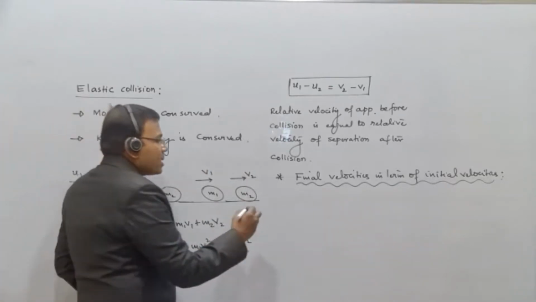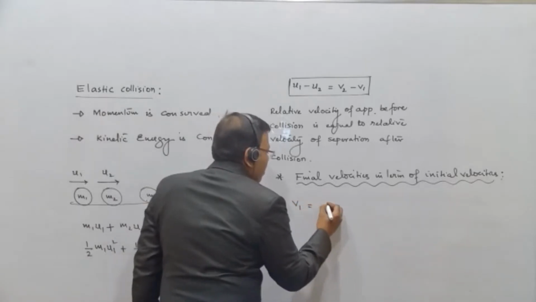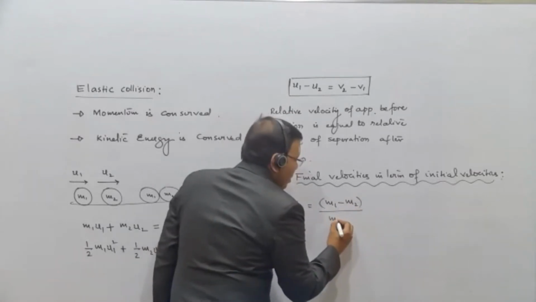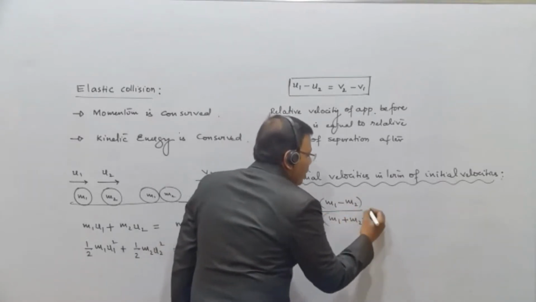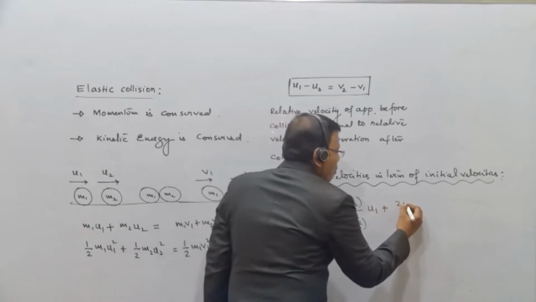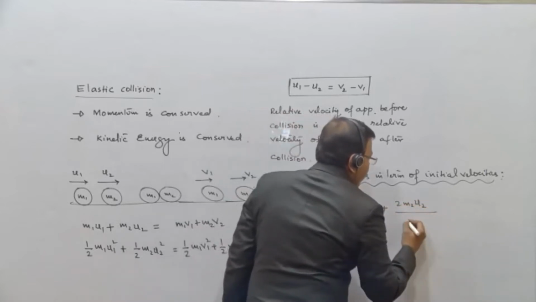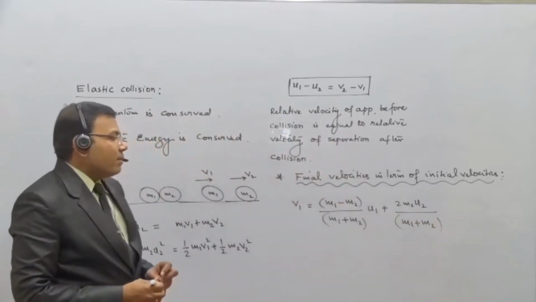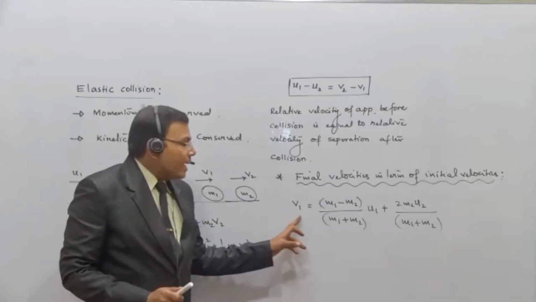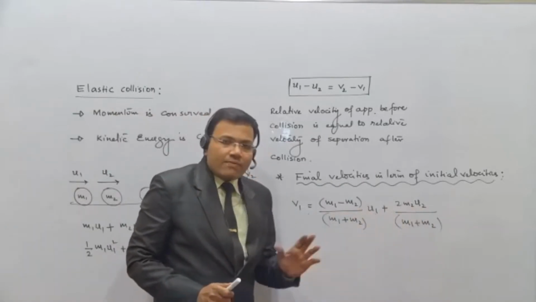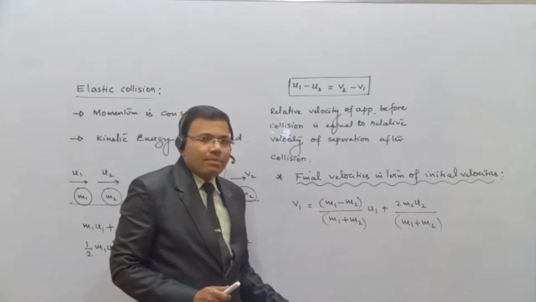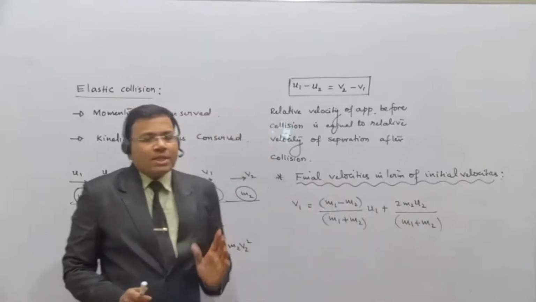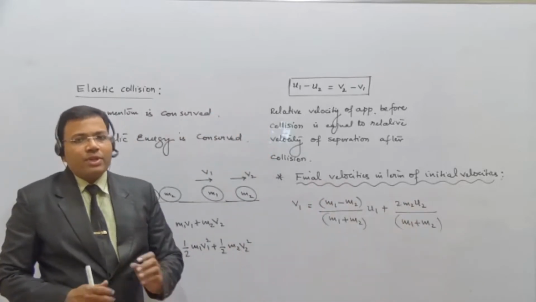Let us see what is this v1. v1 equals (m1 minus m2) by (m1 plus m2) into u1, plus 2m2 u2 by (m1 plus m2). This is the final velocity of the first body in terms of initial velocities. That is, (m1 minus m2) by (m1 plus m2) into u1 plus 2m2 u2 by (m1 plus m2).